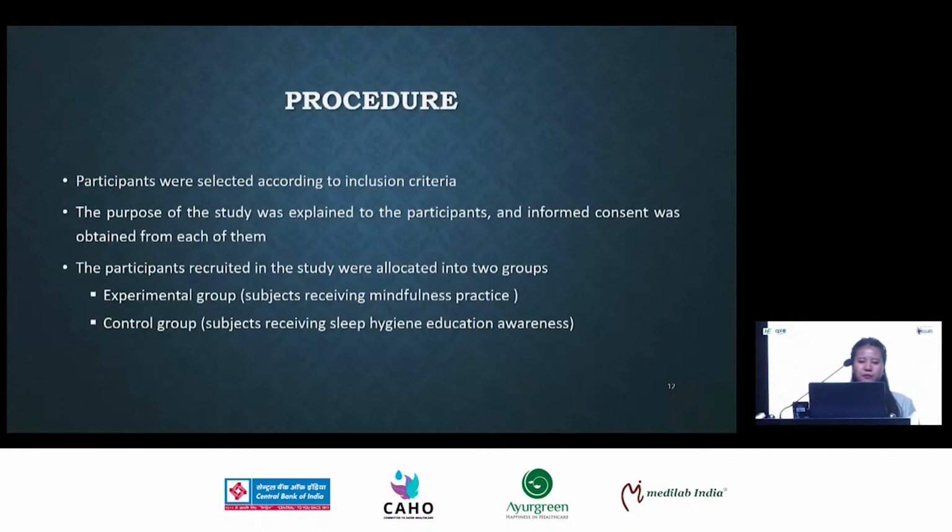Procedure. Participants were selected according to the inclusion criteria. The purpose of the study was explained to the participants and informed consent was obtained from each of them. The participants recruited in the study were allocated in 2 groups, experimental group subjects receiving mindfulness practice and control group subjects receiving sleep hygiene education awareness.